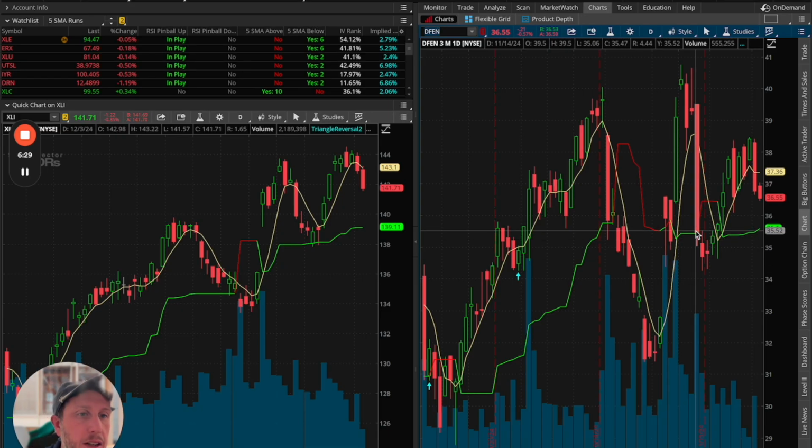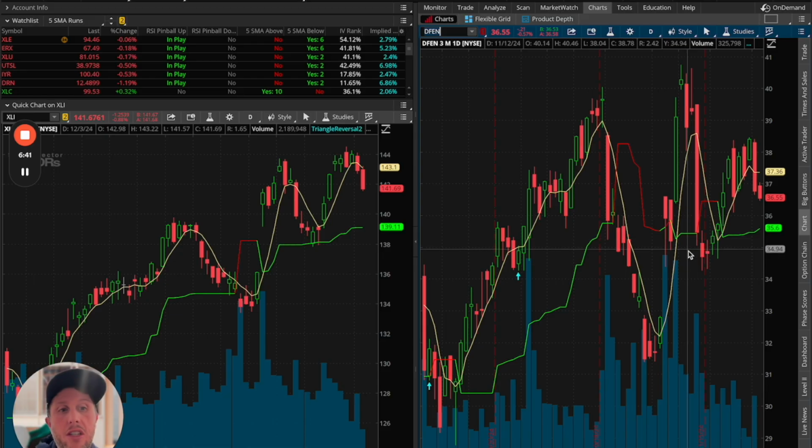And DFEN closed below here at 35.47. And then 4 days later, it closed at 35.73. So not a huge gain, but it is a gain just a few days later, where all you had to do was hold on to it until the next close above the 5 simple moving average.